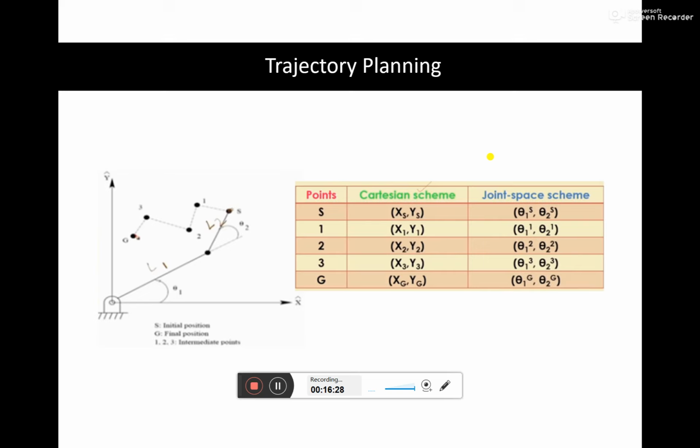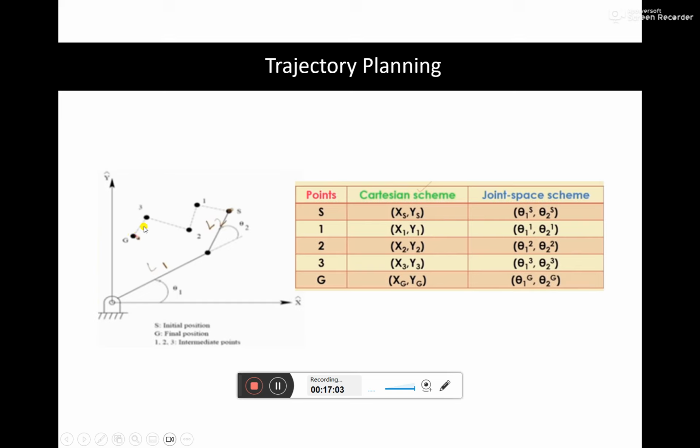Okay, especially in this particular diagram, S denotes the initial position. Okay, this one is the initial position, and G is the final position. And these 1, 2, 3 are the intermediate points. So this is the starting, the initial position, then S to 1, 1 to 2, 2 to 3, and 3 to G. That is, G is the final position.